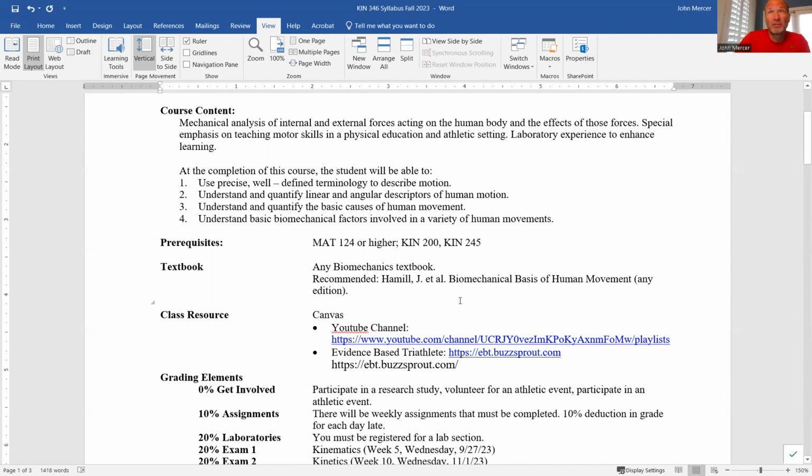Textbook, you are not required to get a textbook. However, I highly encourage you to go to the library and check any biomechanics textbook out. It doesn't matter which one, Hay, Hall, or this one right here, Hamill and all. It's Hamill, Kathy Knudsen, and Tim Derrick on biomechanical basis of human movement. This is a very popular book to use for other courses in our department. So that's one that you can pick up. You can pick up a used version. You can even pick up older versions as well.